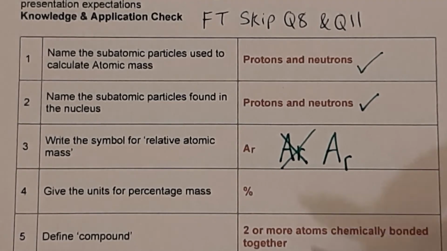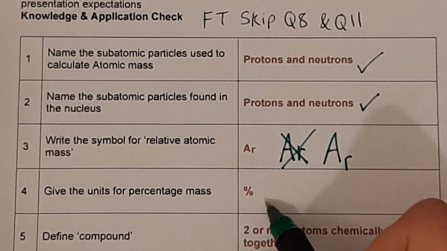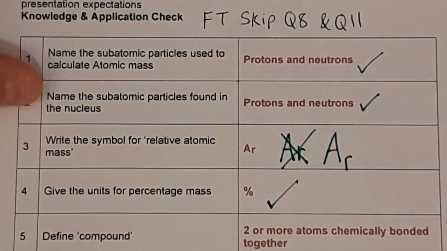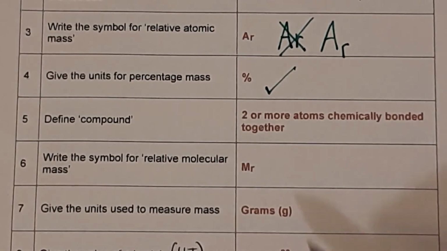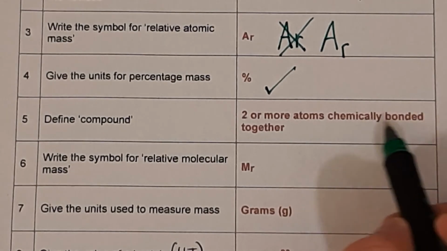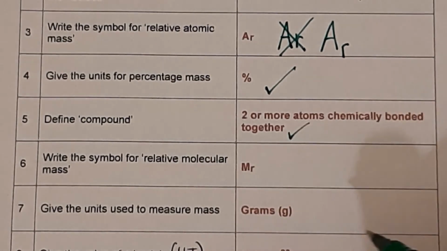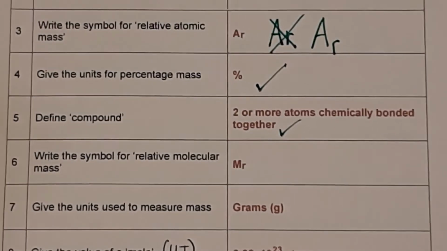Question 4. Give the units for percentage mass. Well, it's a percentage. Question 5. What is a compound? Define it. A compound is 2 or more atoms chemically bonded together. Make sure you've written that definition as it is, in case yours is different.